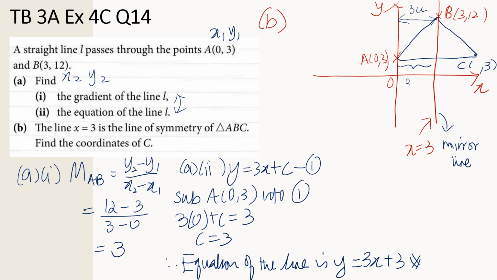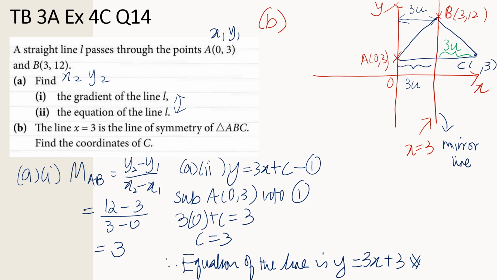So here to here will be 3 units. That means from the line of symmetry x equals 3, right? Let's use a different color so that you can see the effects. From here to here must also be 3 units. That is the purpose of a line of symmetry. The line of symmetry is like a mirror line.